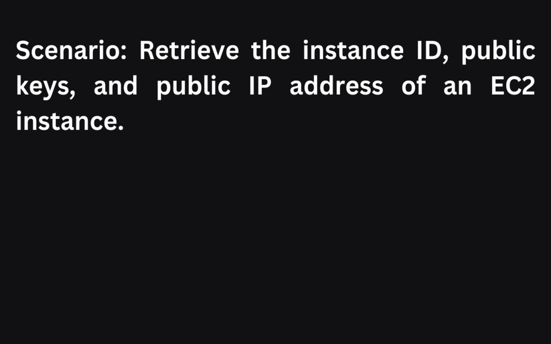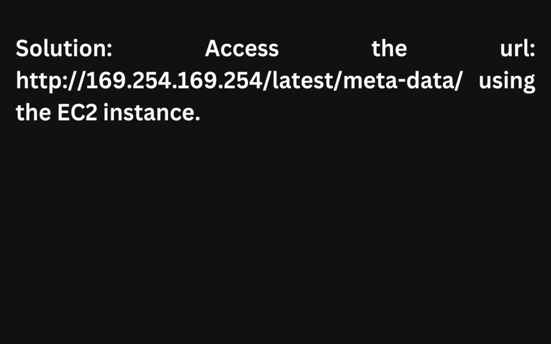In the next scenario, you want to retrieve the instance ID, public keys, and the private IP address of an EC2 instance. How can you achieve this? This is one of the most widely asked questions, even in interviews. The best solution would be to use a URL, which is also called the magic IP address, 169.254.169.254/latest/meta-data. Log into the EC2 instance, type the URL, and you will be able to see all the details. I have made a separate video on this, which is already available on my channel.